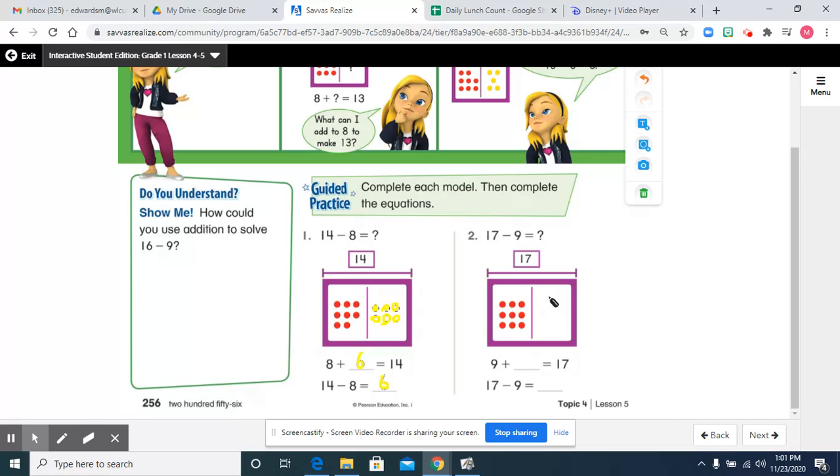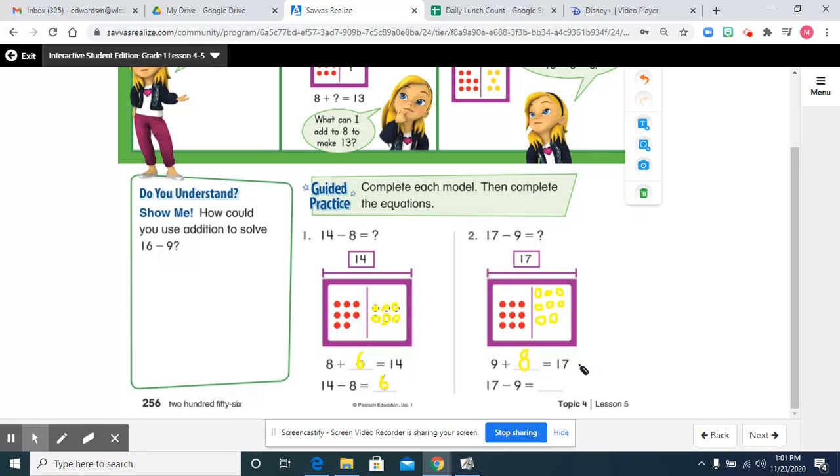Okay, so here's 9, 10, 11, 12, 13, 14, 15, 16, 17. So how many yellow counters do we have to add to get to 17? 1, 2, 3, 4, 5, 6, 7, 8. So 9 red counters plus 8 yellow counters equals 17.